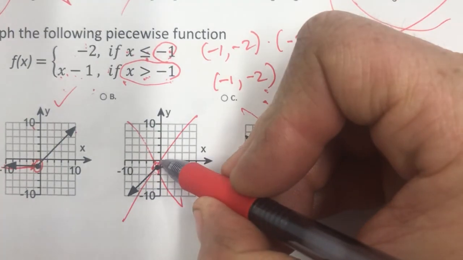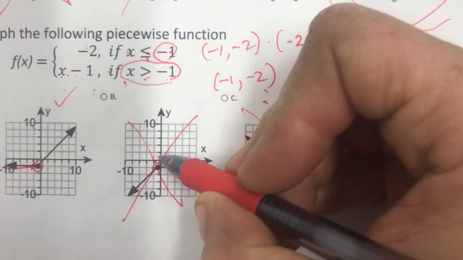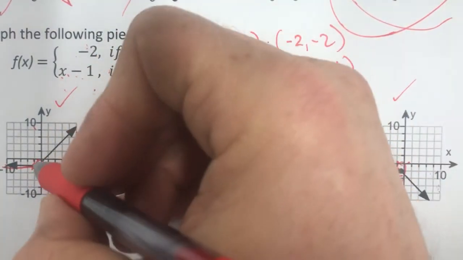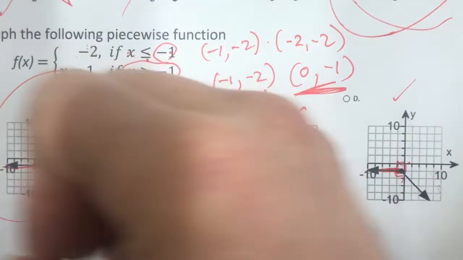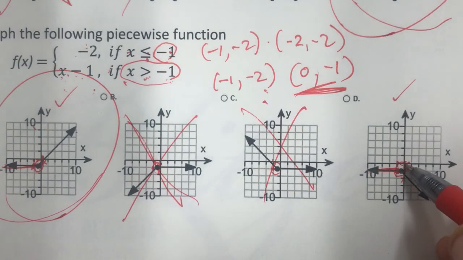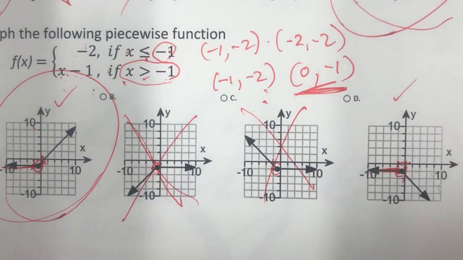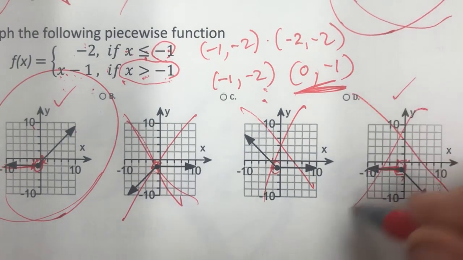It's going to tell me what the answer is. 0, I don't go over any, I go down 1. Oh, it's not even that one. 0, -1 looks like right here. So here, 0, -1 would be there, and that graph, the line doesn't go through it. That's wrong. It's got to be this one.